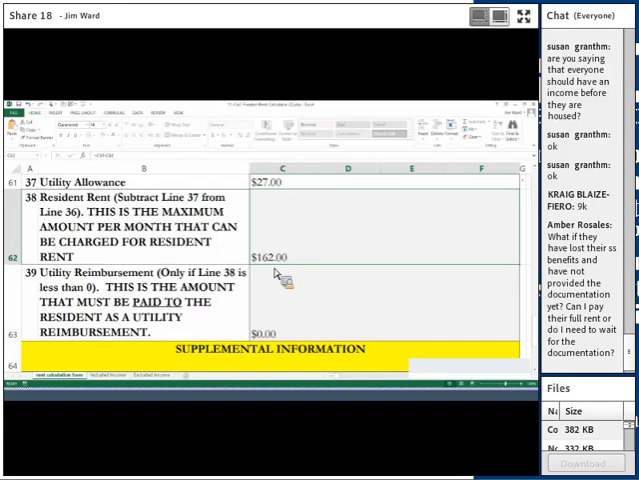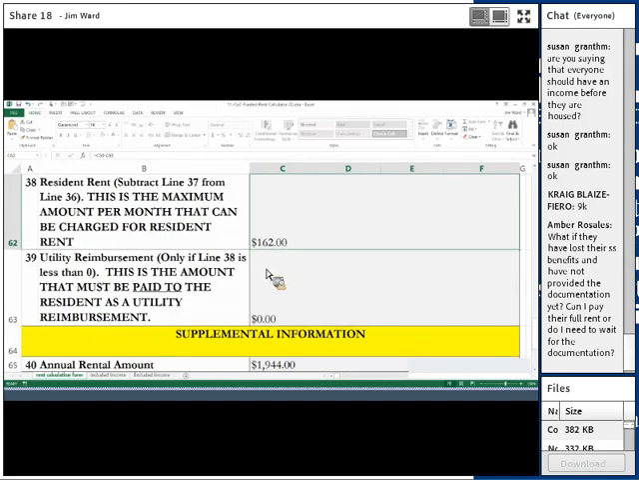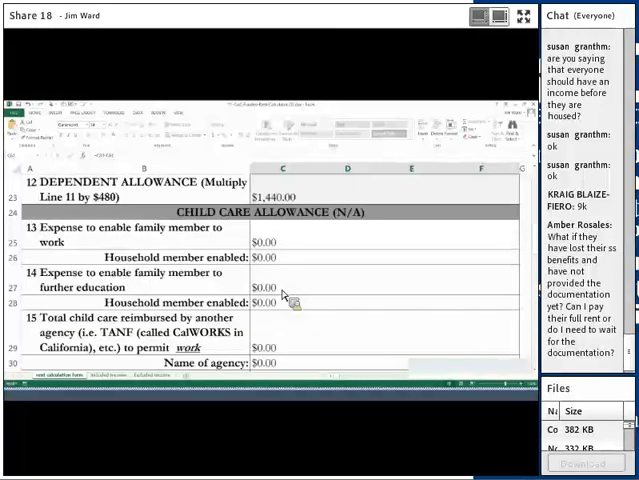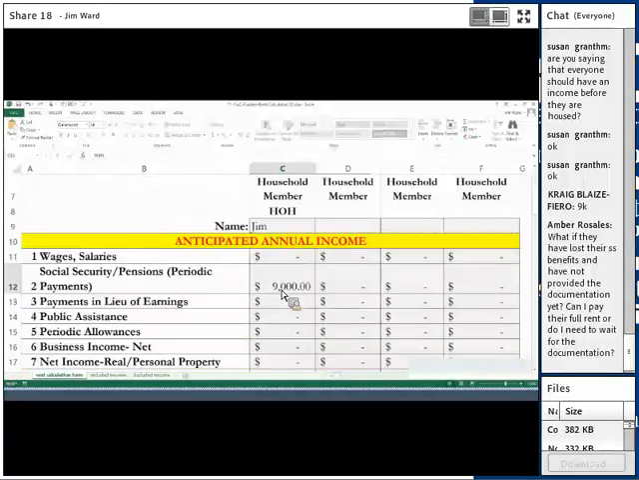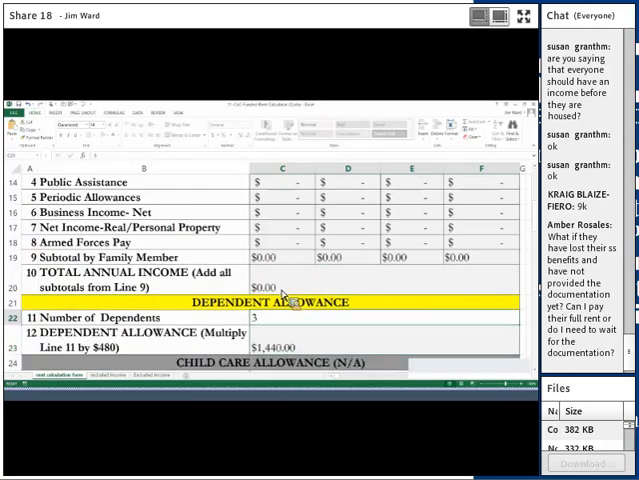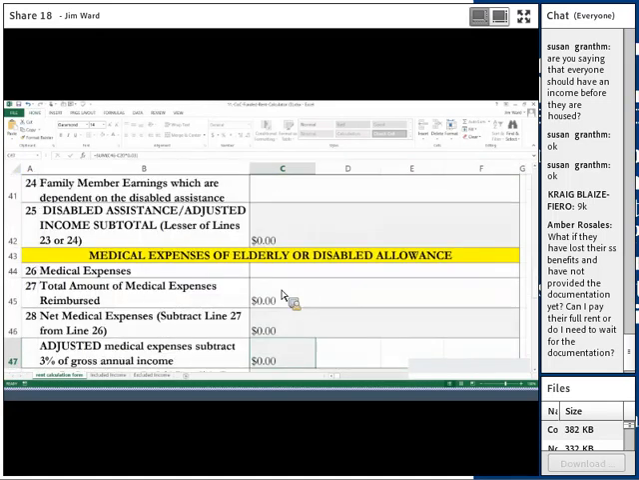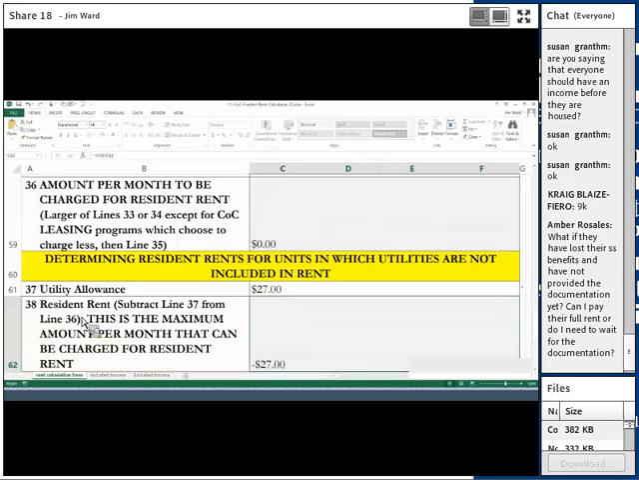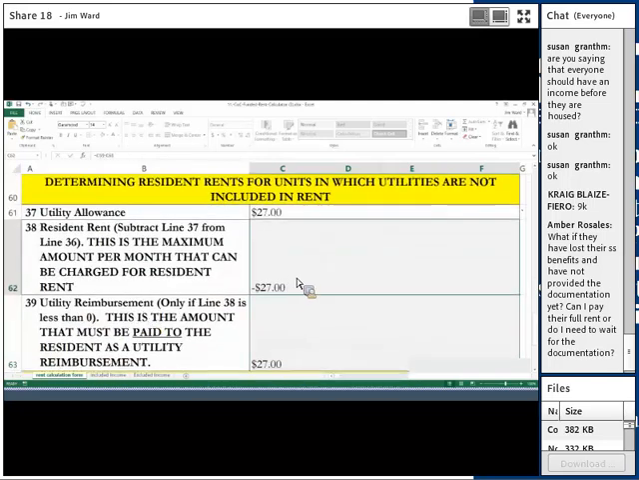Now, let's change this example up just a little bit. Let's say that Jim is actually on 0 income and his annual income is literally 0, and he's a single person, so he has no dependent allowances. And you come down here, but he's still responsible for the utilities. This line 38 will return a negative dollar amount. Obviously, you cannot charge a participant a negative amount.